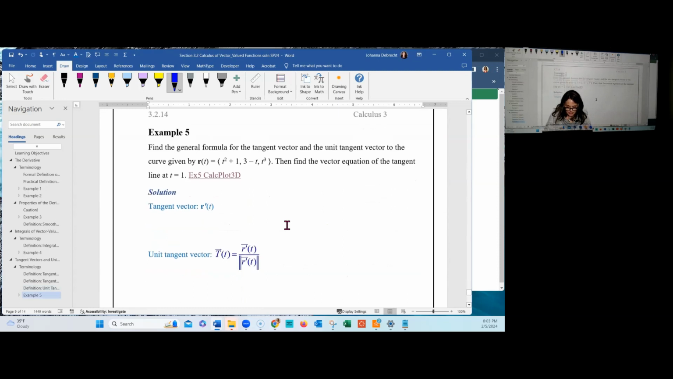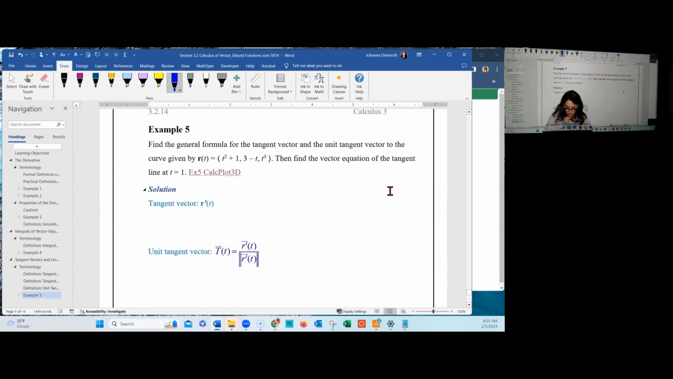Now we have one last example we want to work. We want to find the general formula for the tangent vector, and then find the unit tangent vector to the curve given by the vector valued function t squared plus 1 for the i hat, 3 minus t for j hat, and t cubed for k hat. So this is in 3 dimensions. And then we want to find the vector equation of the tangent line.